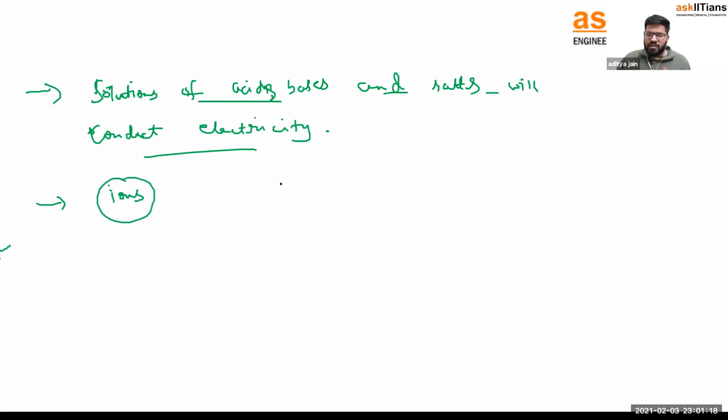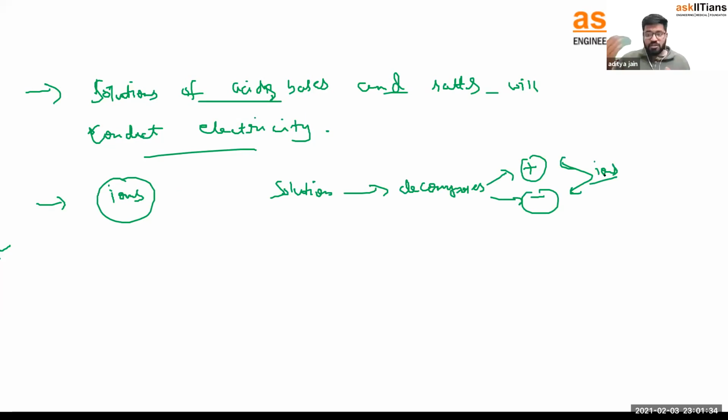So what happens whenever a solution decomposes? Whenever a solution decomposes, it gets decomposed into two ions. Basically, one is positive, one is negative. These are ions. So whenever a liquid solution breaks or decomposes, it generates two types of ion. One is positive and another one is negative.